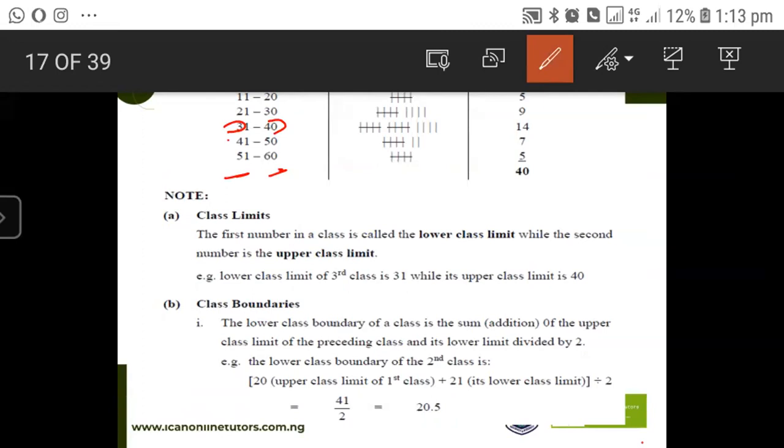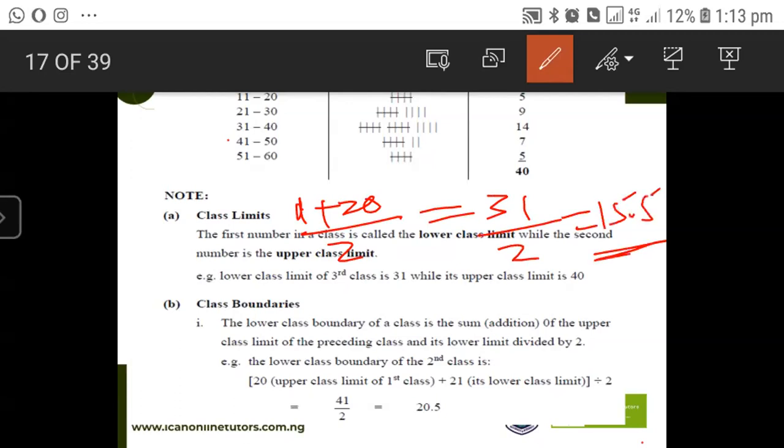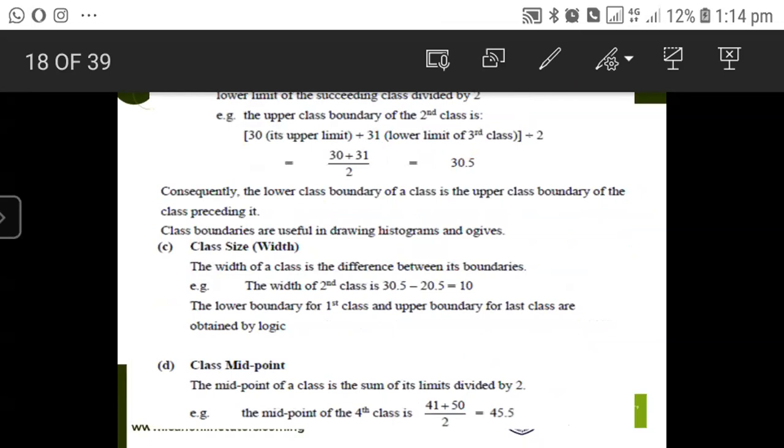We also have class boundary. The class boundary is the lower limit added to the upper limit, then divided by 2. Class boundary is 11 plus 20 divided by 2, 21 plus 30 divided by 2, 31 plus 40 divided by 2, 51 plus 60 divided by 2. That will give you class boundaries. 11 plus 20 gives 31, and 31 divided by 2 gives 15.5. The same thing for the others. I hope we are together.